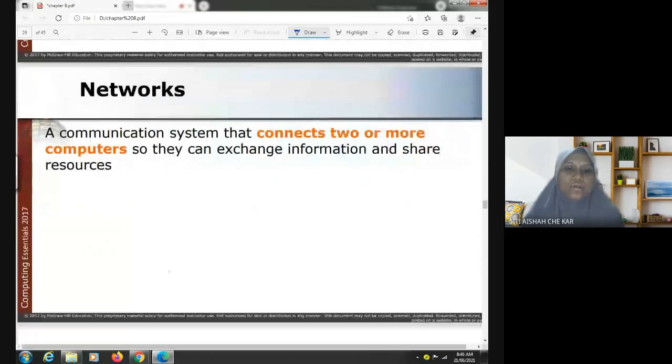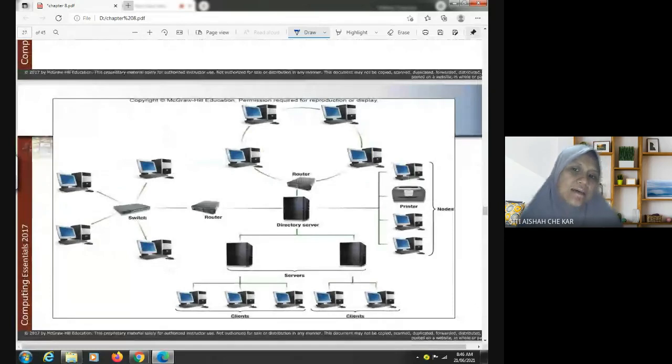Okay, so this slide shows you the types of network that are available currently now. Here we have a switch, we have a router, we have a server, and we have computers, laptop, phone, or printer. Any of these devices want to communicate with each other. Okay?